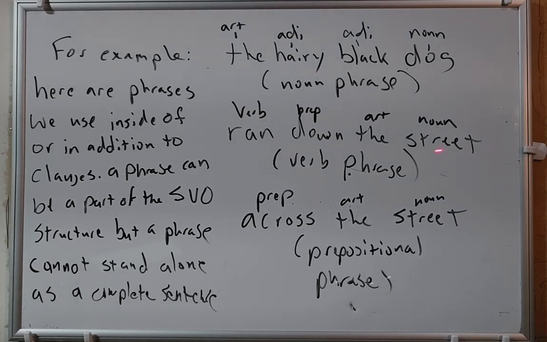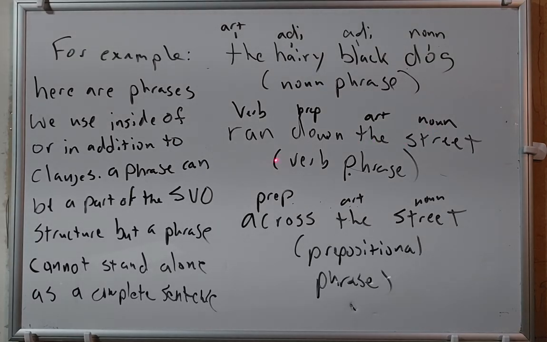Following, we have "ran down the street." Ran is a verb. Down is a preposition. Prepositions join and relate the object to the rest of the clause. Article is "the." Street is a noun.